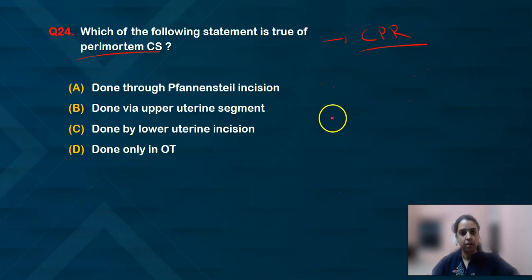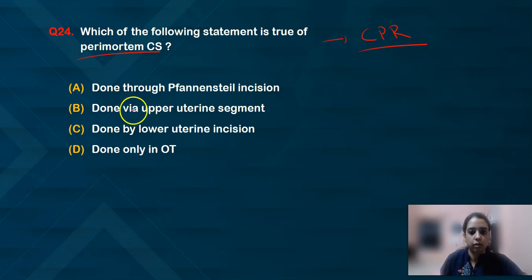Go back. So the true statement: done through Pfannenstiel incision, no. Done via upper uterine segment, true. Done via lower uterine segment, no. Done in OT, no. Okay.